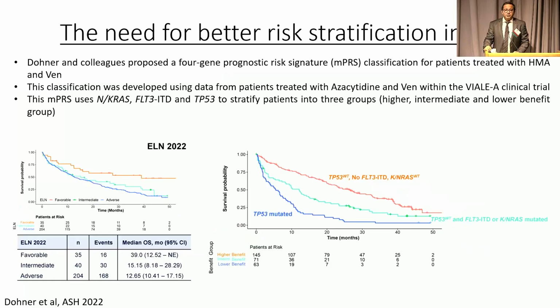The need for better risk stratification in AML. So I moved from the year in 2022. We showed that venetoclax low-intensity therapy does well in the face of splicing factor gene mutation and others. So this called for better prognostic models.